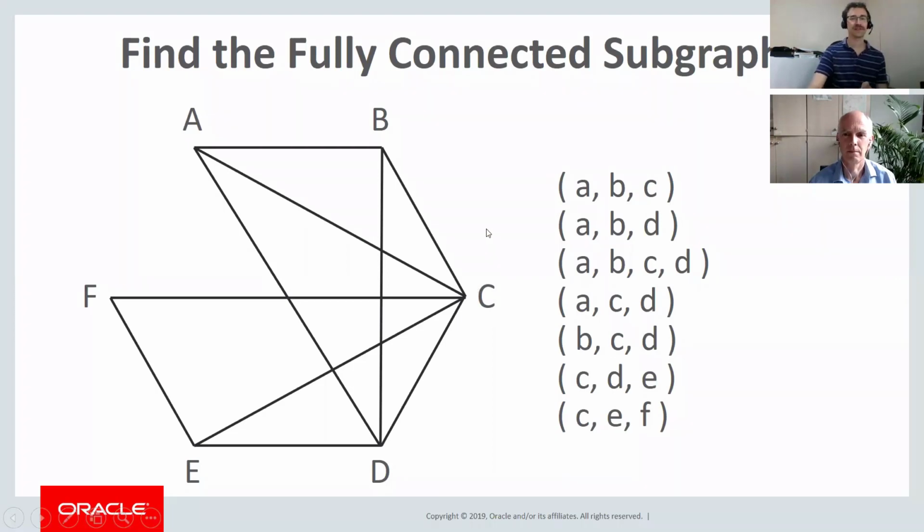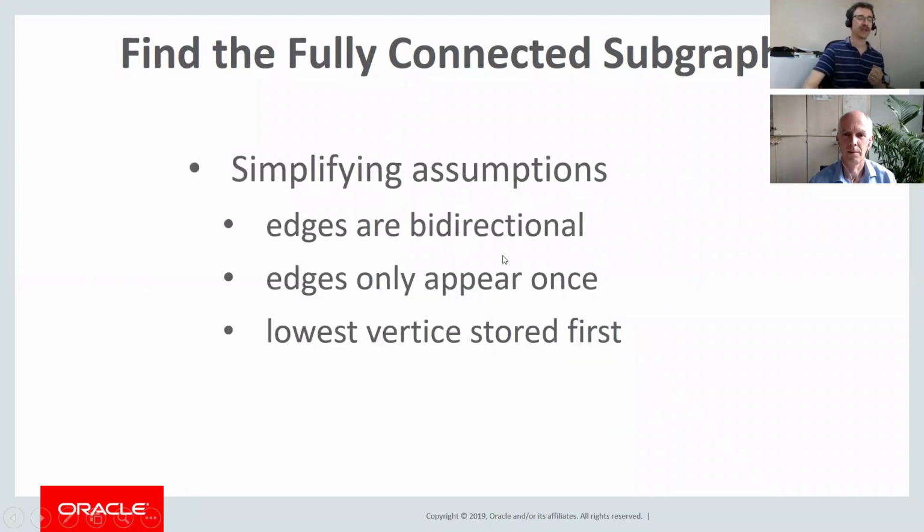Well, there's a few techniques we can use. But before we do that, there's some simplifying assumptions which make things a lot easier here. First up, we're going to say that the edges are bidirectional. That means if A is connected to B, that means also B is connected to A. So you can go both directions on each edge.